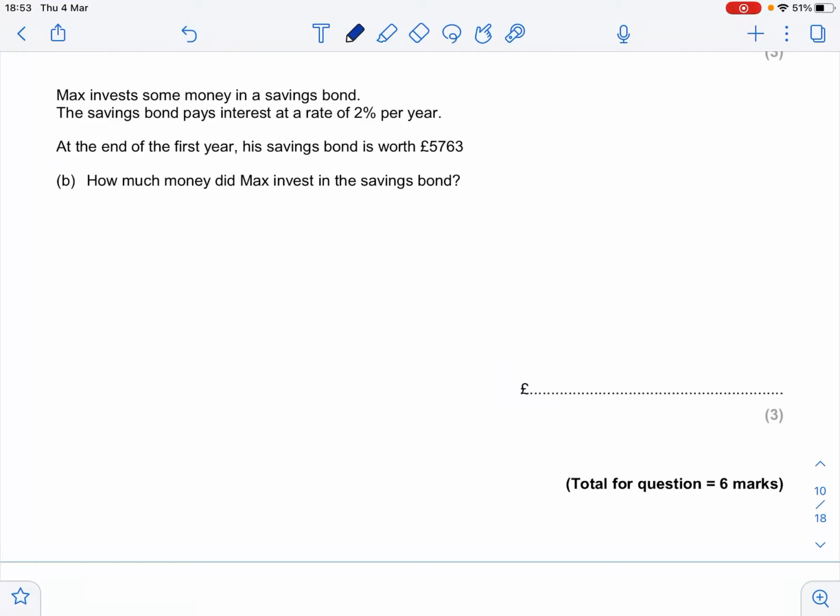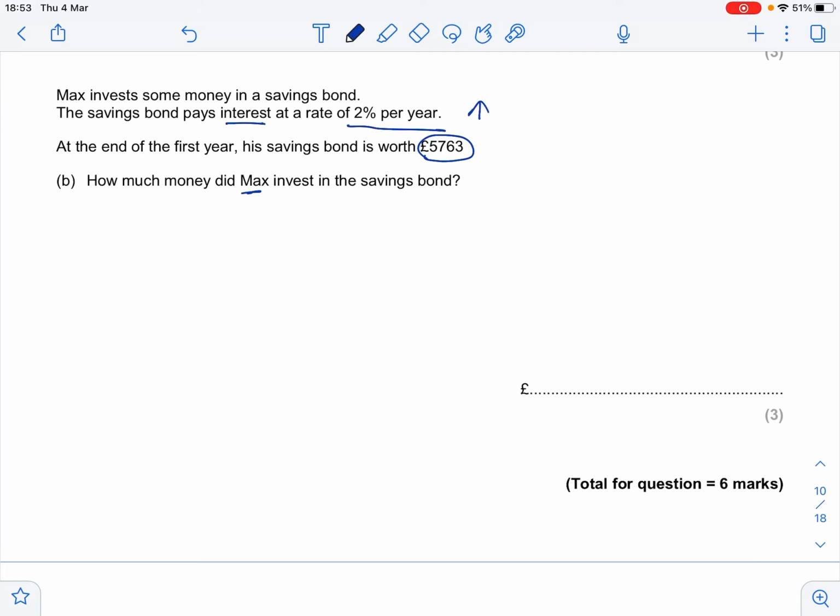So in this question, we have Max invests some money in a savings bond. The savings bond pays interest at 2% per year. So interest, that means a percentage increase. At the end of year 1, his savings bond is worth £5,763. How much money did Max invest into the savings bond?